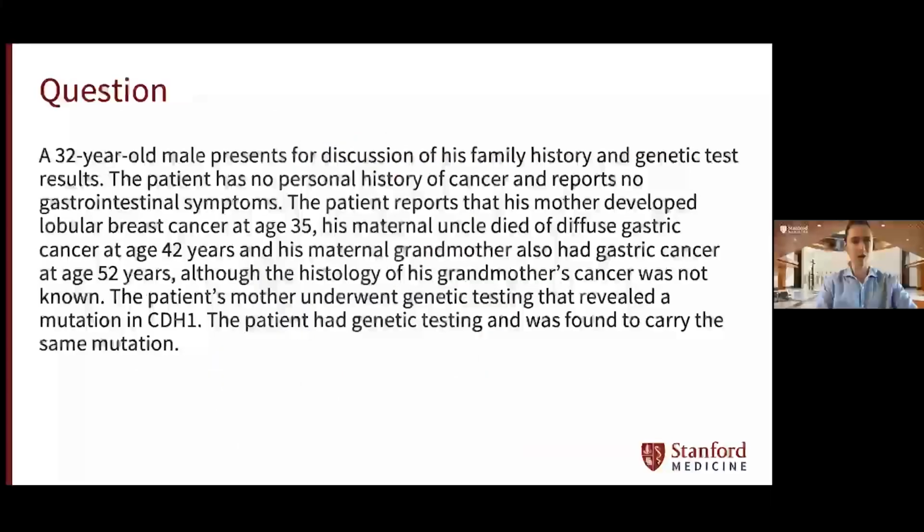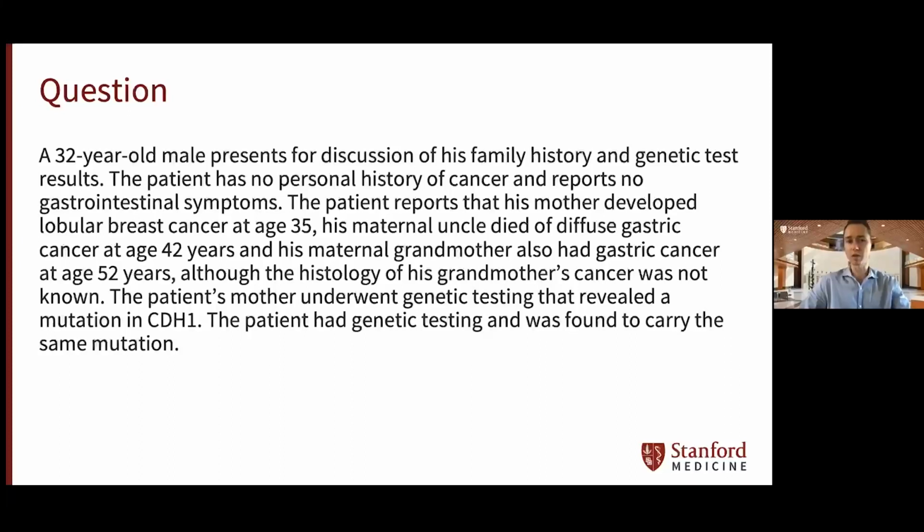Okay, so we can move on. Good. So this next question is about a 32-year-old male who presents for discussion of his family history and genetic test results. The patient has no personal history of cancer and reports no gastrointestinal symptoms. The patient reports that his mother, however, developed lobular breast cancer at age 35. His maternal uncle died of diffuse gastric cancer at age 42, and his maternal grandmother also had gastric cancer at age 52 years, although the histology of his grandmother's cancer was not known.